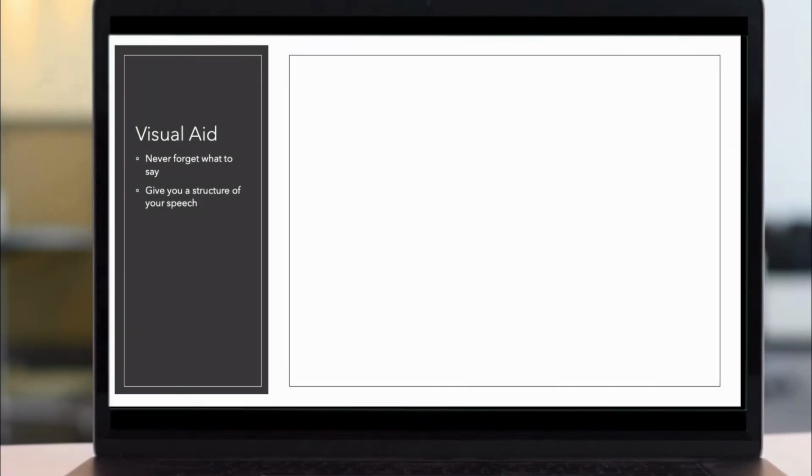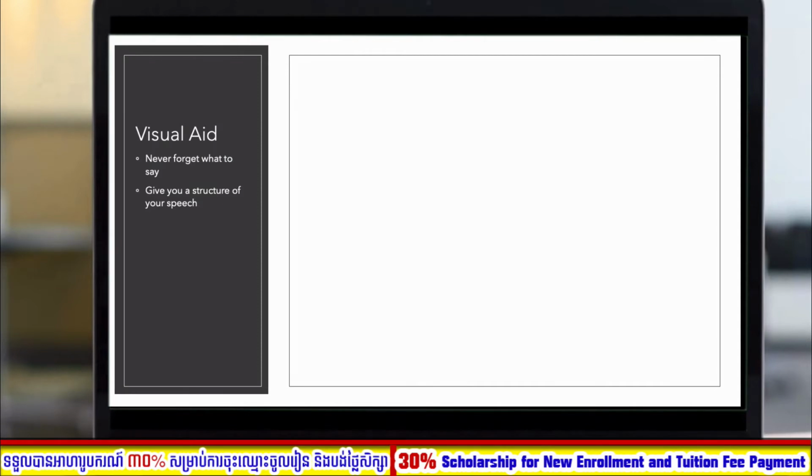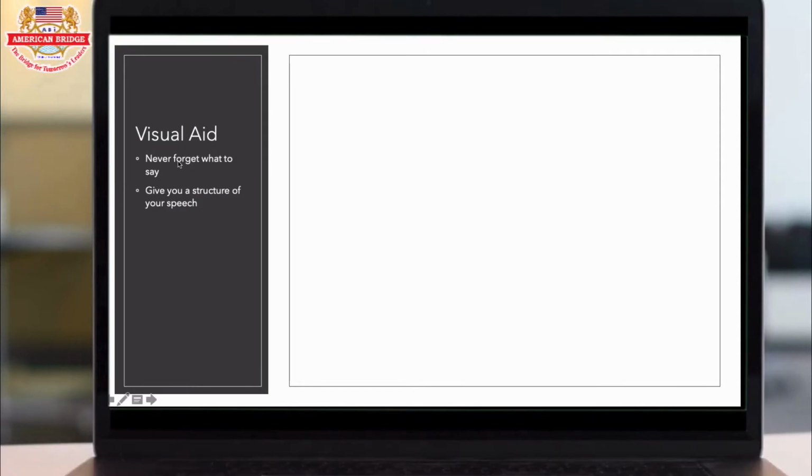So when you get all your information and organize it, which is to create the outline, now let's move on to during your presentation. In the middle of your presentation, a lot of things can happen. You may forget, or you might lose the structure of your speech. So what can help you during this time? A visual aid, right? Visual aid refers to something that you can look at and get the idea immediately from the topic.